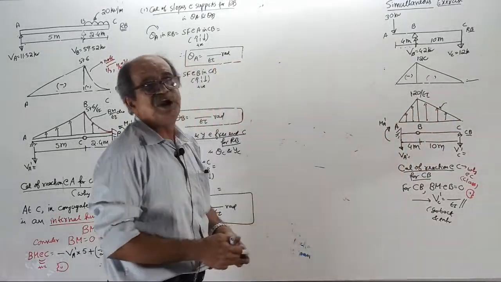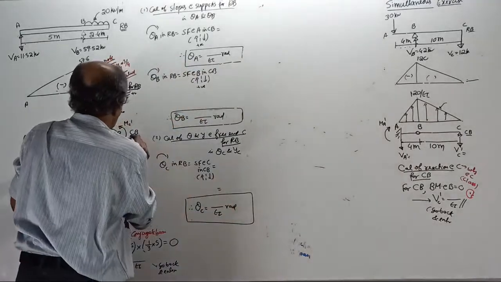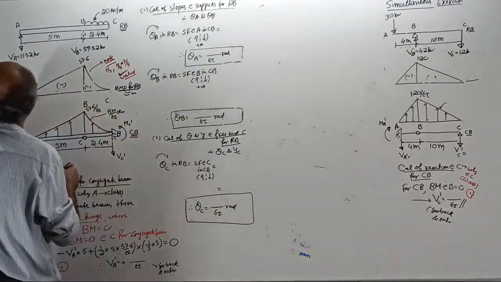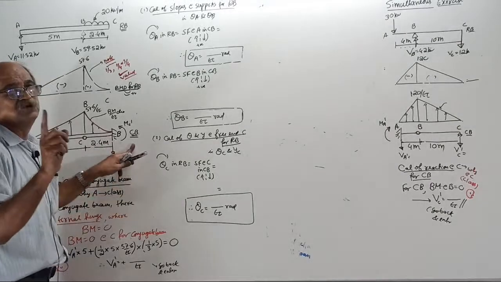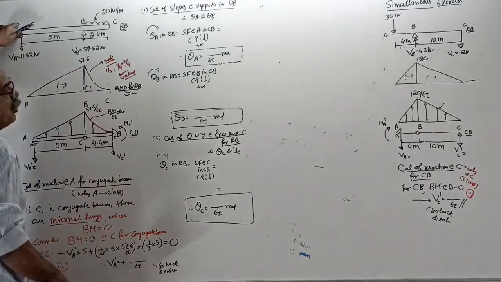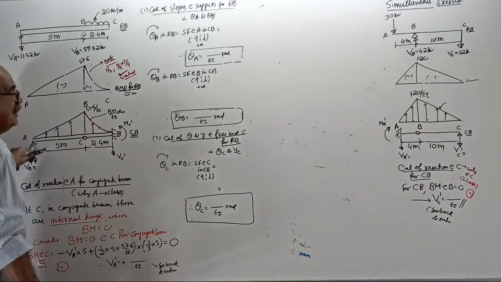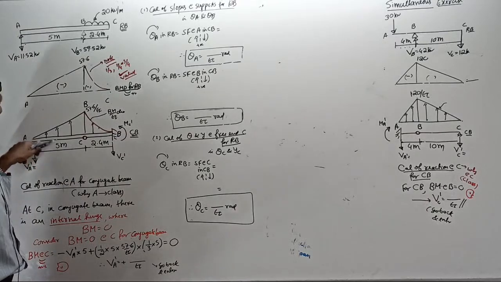Below, sketch the conjugate beam, very important. Now remember, you should write whatever I tell you to write. A simple support in the real beam will become a simple support in the conjugate beam. Over.